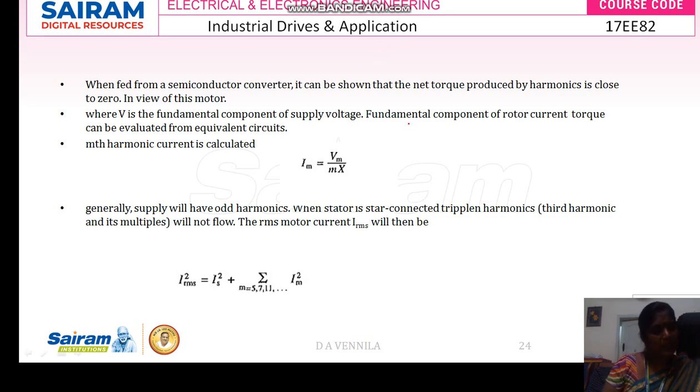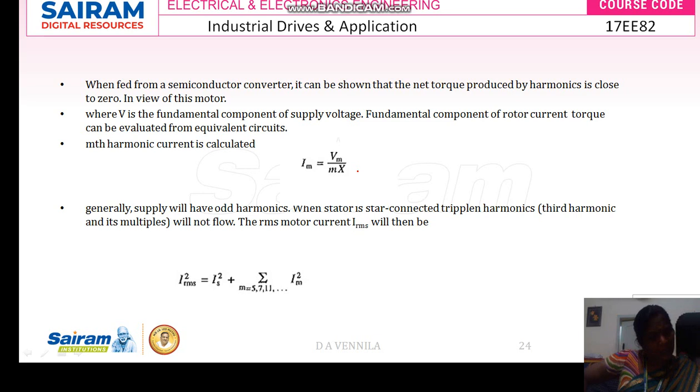If m increases, automatically the reactance will increase, so the resistance becomes negligible. The mth harmonic current will be given by Im equal to Vm divided by m into X, and this X is nothing but Xs plus Xr dash. Here m is the number of harmonics, and Vm is the voltage at the mth harmonic. X is the reactance of the stator as well as the rotor.